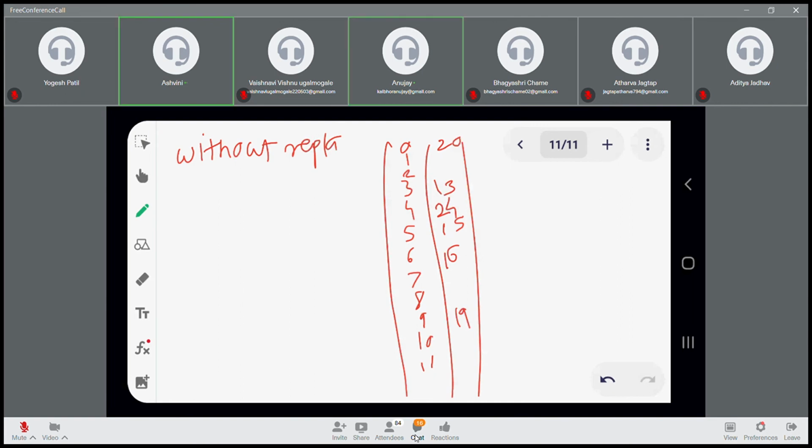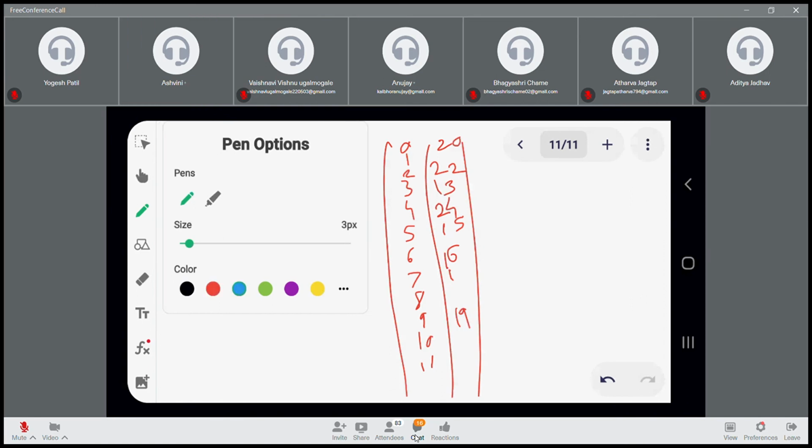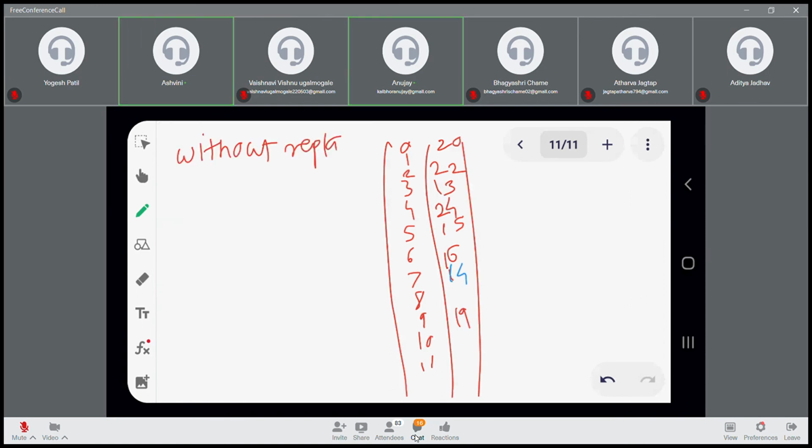Then next, 22, 22 at 2. Next, 14. 14 at 7. Now 17. Now here we are applying the without replacement technique. That means we cannot replace 14 by 17. So what is the next empty index? 8. So I am going to place 17 at index 8.